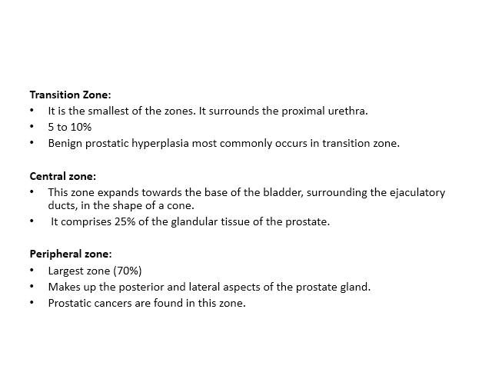Apart from this, as I said, we have one more area called anterior fibromuscular zone or anterior fibromuscular stroma. This area is usually devoid of glandular components and it's composed of only muscle and fibrous tissue.